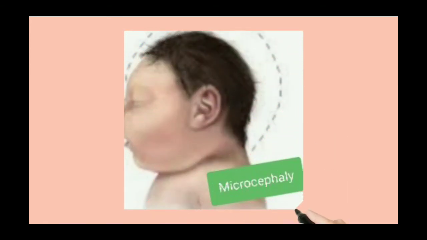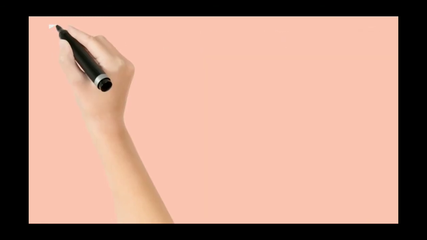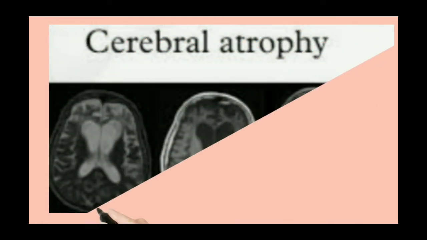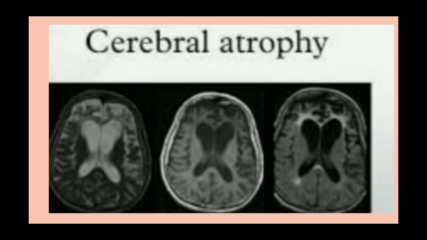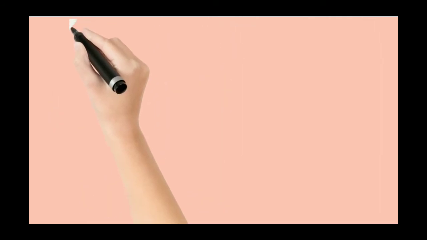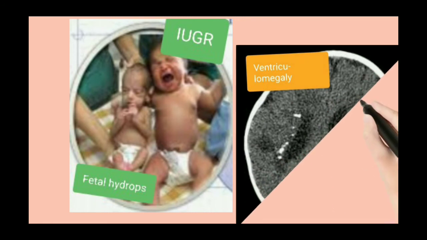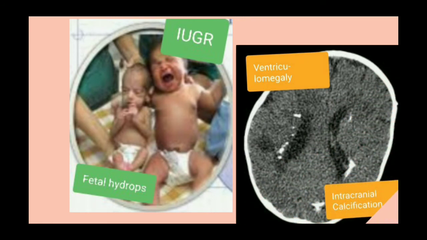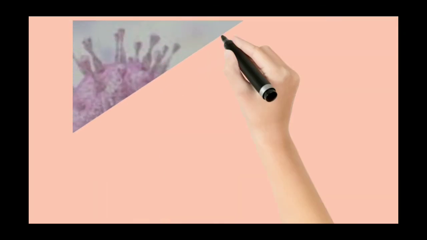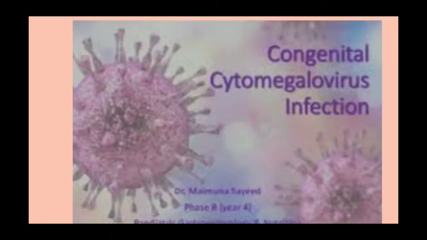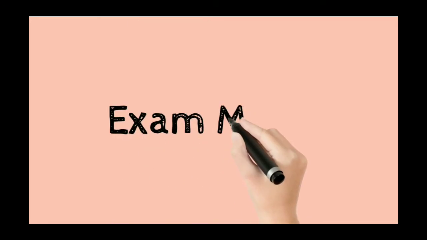Okay, we have microcephaly and cerebral atrophy in cytomegalovirus, IUGR and fetal hydrops found on ultrasound, ventriculomegaly as evident here, intracranial calcification. So all these are features of congenital cytomegalovirus infection.